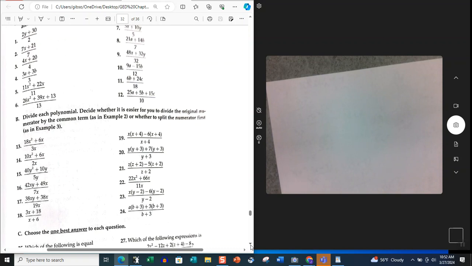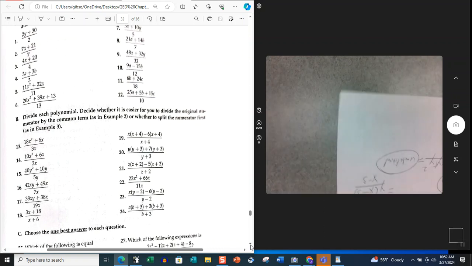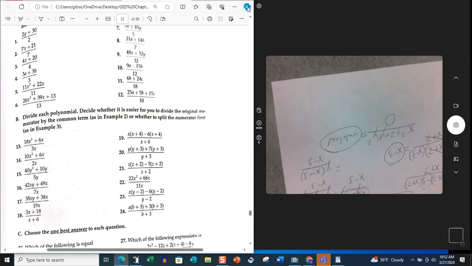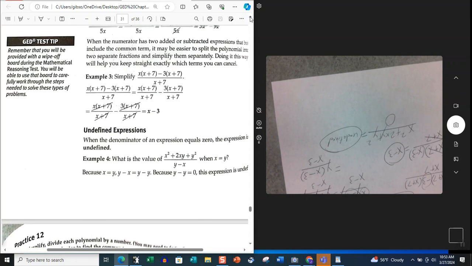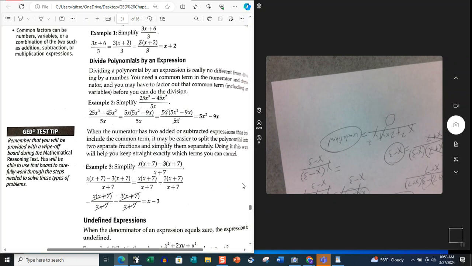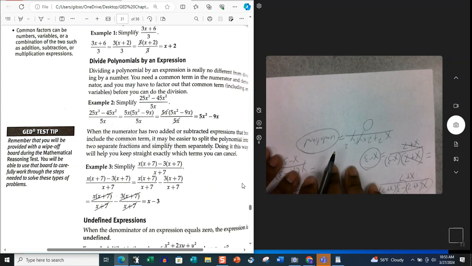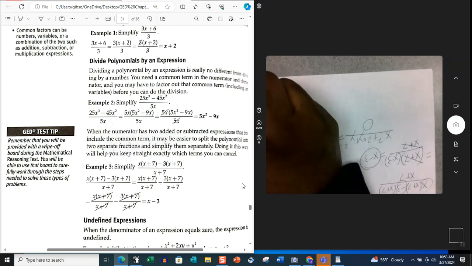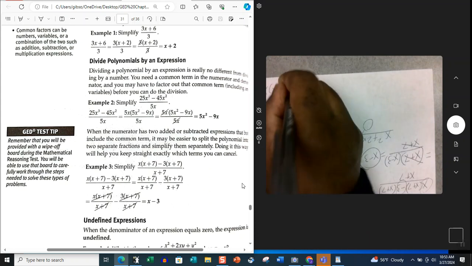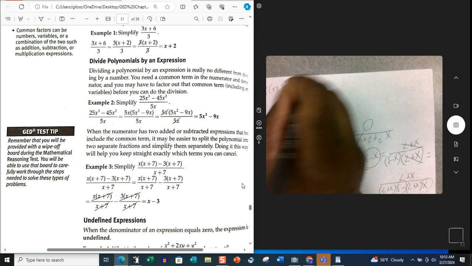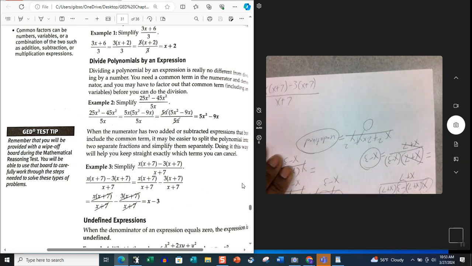Okay, now, I just noticed there was one method that I did not show you. So let me go back and show you this method. This is another method you can use. Going back to example 3. Example 3 showed another method. I showed you one method where you're factoring out, and that will come in handy later. But they show you this other method. Let's take this same problem here where it had x times x plus 7 minus 3 times x plus 7 all over x plus 7.